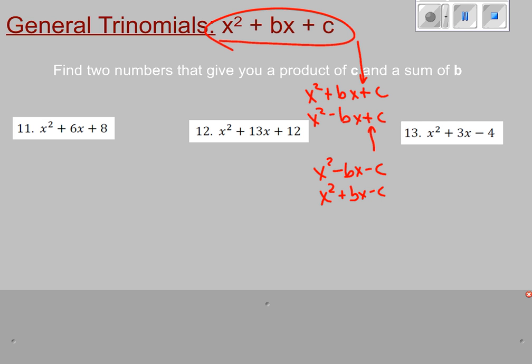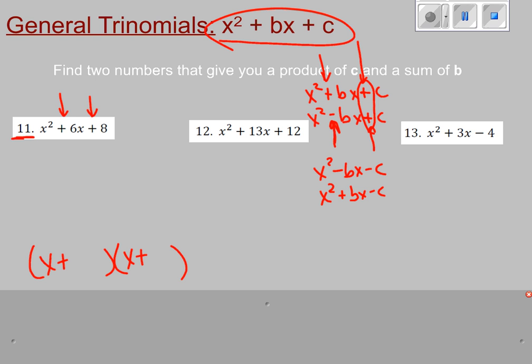If the second sign is addition, that means that both my answers are going to have the same sign. Okay, so both my answers are either going to be x plus something or x minus something. Well, Mr. Heeren, how do you know which is which? Well, that's easy. You look at this sign. That sign tells you what it is. So if the second sign's addition, my signs are the same in my answer, and the first sign tells you what it is. So if I look at number 11 here, x squared plus 6x plus 8, that's plus plus. I know my answer has got to be plus plus.